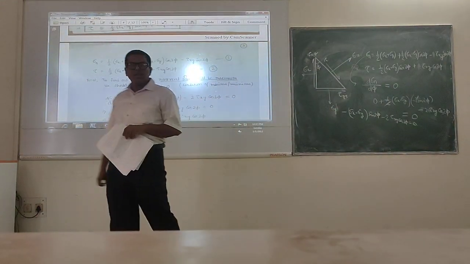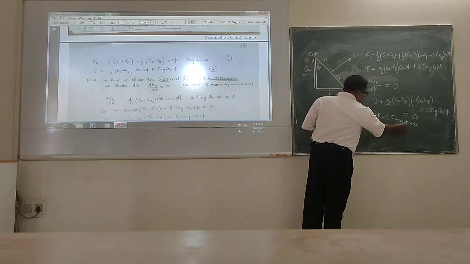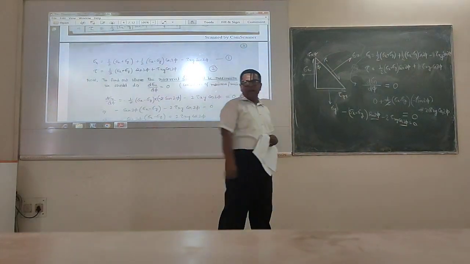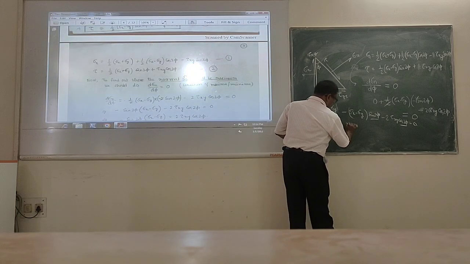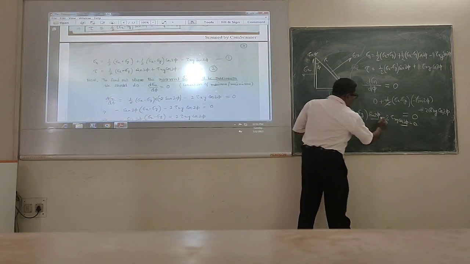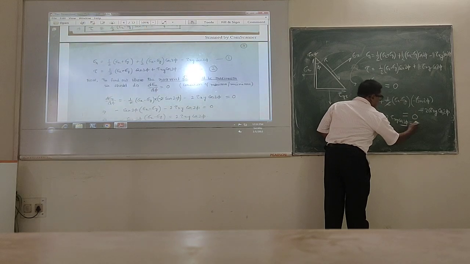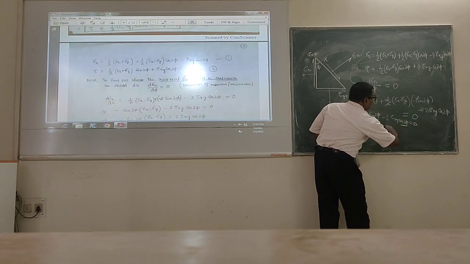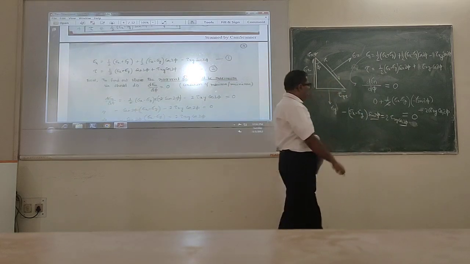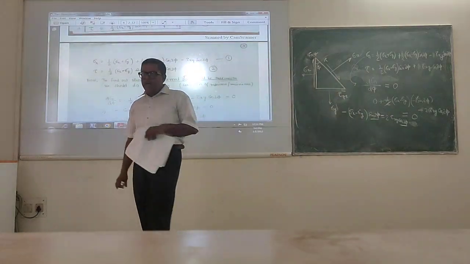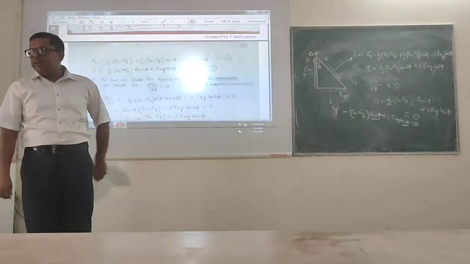Clear? So now if you take the value of sin 2φ and cos 2φ to one side, what will you get? You will get 2 tau xy cos 2φ equal to 0. If I take this on the other side, what will this equation become? It will become minus (sigma x minus sigma y) sin 2φ equal to 2 tau xy cos 2φ.